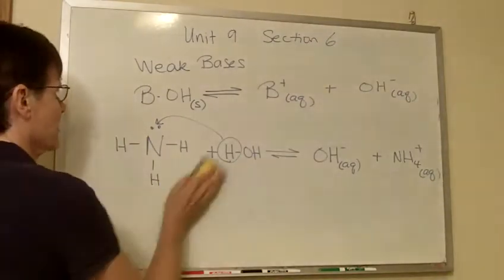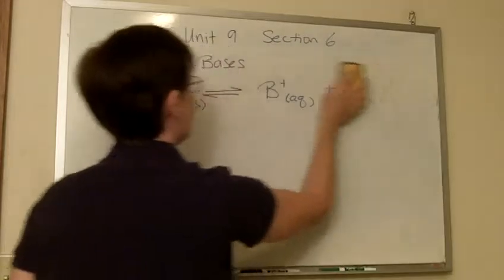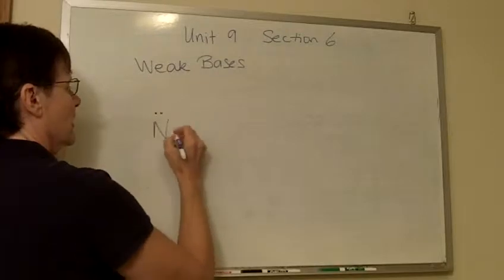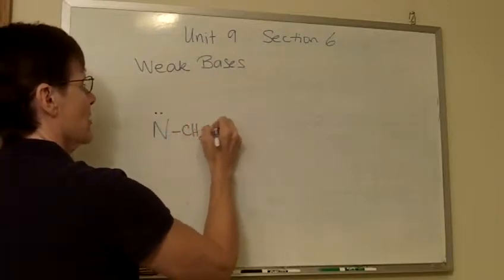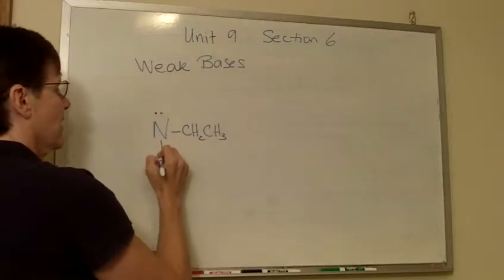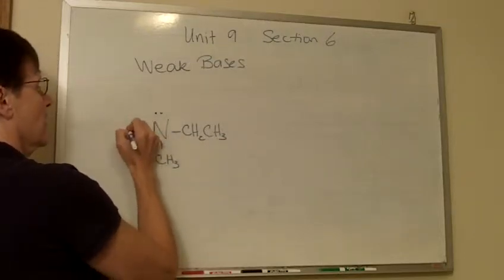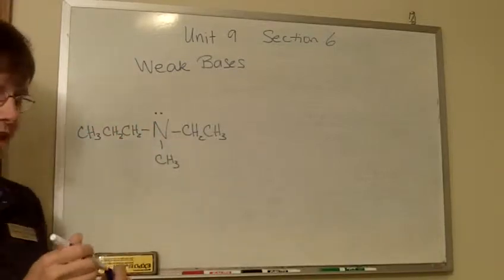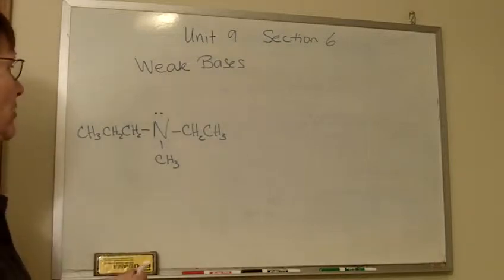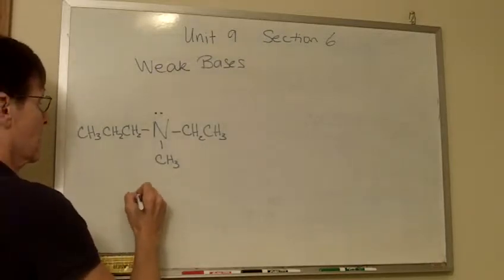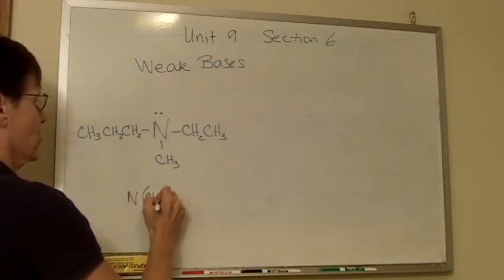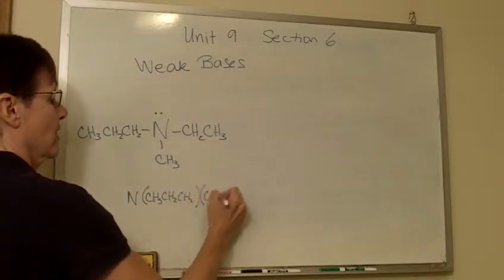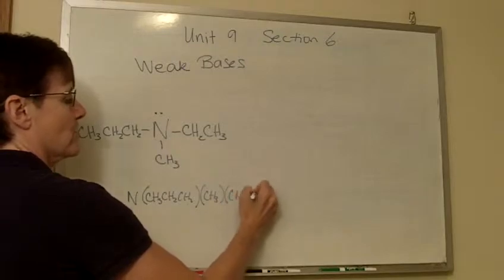So let's try something else. I'm going to give you a really big scary one. And say that we're going to have this nitrogen, and it's going to have CH2CH3 over here, and it'll have a CH3 over here, and then it'll have a CH2CH2CH3 over there. And if you were to just look at this, especially if it were not written out like this, so this might be written something like this: nitrogen, and then it would be CH3CH2CH2, and then it would be CH3, and then you might have CH2CH3.